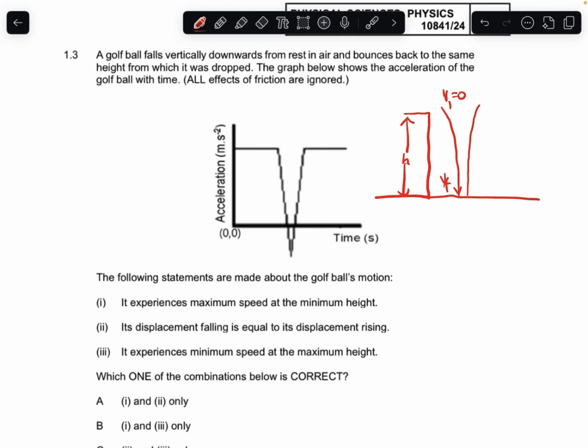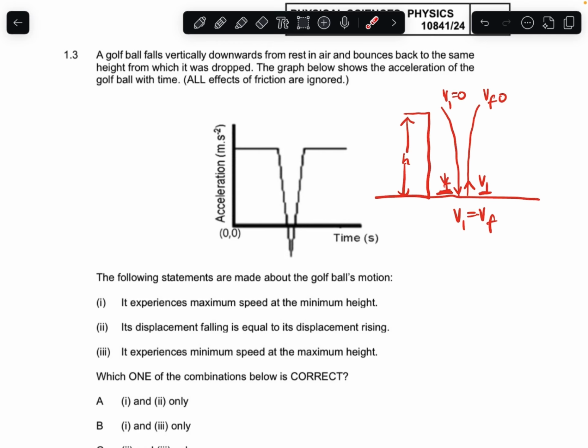So if it reaches the same height, the final velocity there will be zero, and the velocity that leaves the ground is the initial. The initial and final velocities are going to be equal, but in opposite direction. This kind of collision is an elastic collision, once the velocity before collision is equal to the velocity after collision.